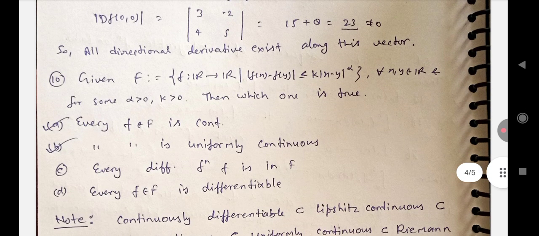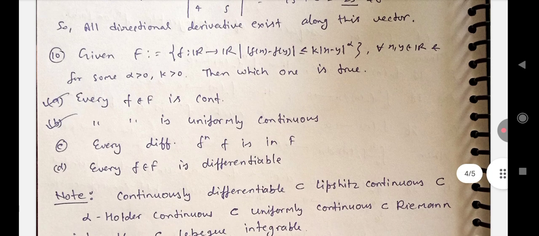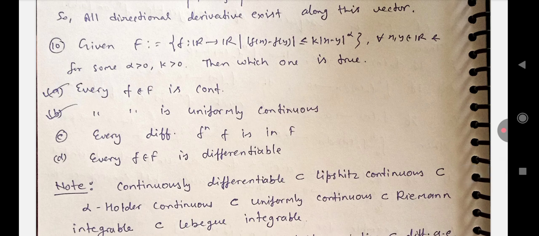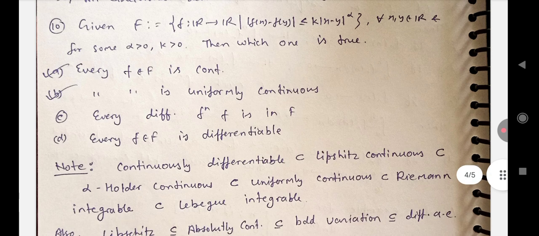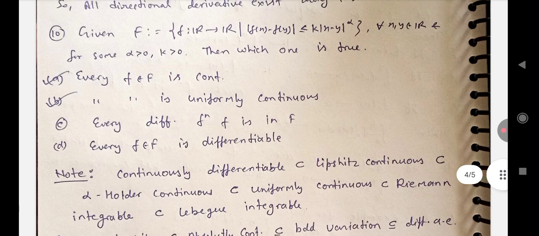Given a function f from real numbers to real numbers, this is a general case of the Lipschitz condition. For the Lipschitz condition, we need alpha equal to 1, with k equal to some positive real. So for all x, y belonging to R and for some alpha greater than 0 and k greater than 0, which one is true? Every f in this class is continuous.